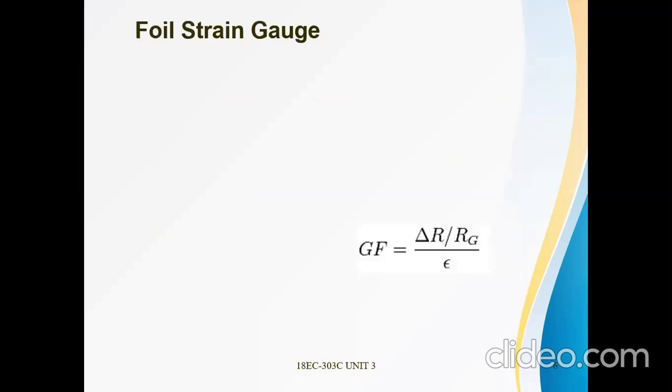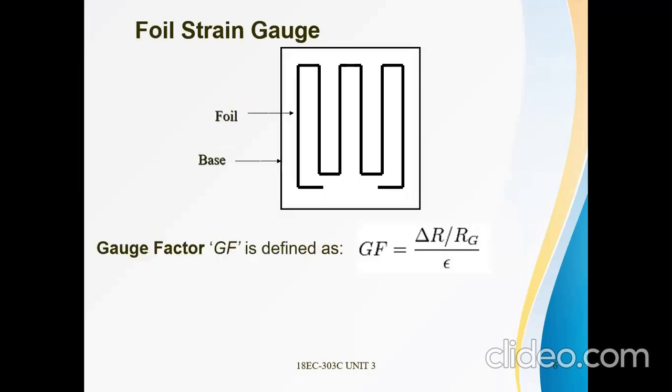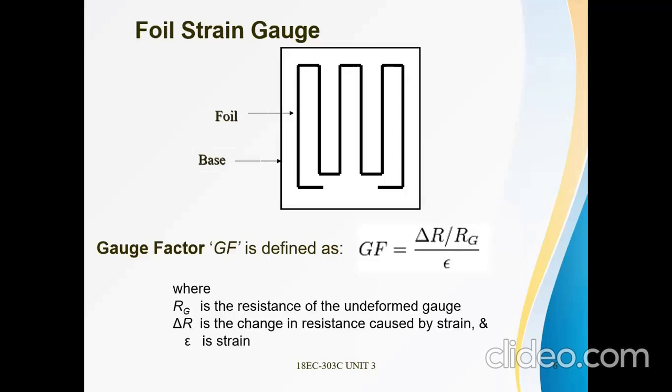We know the strain gauge and gauge factor. Generally, the strain is based on the gauge factor only. It is the ratio of change in resistance to the change in length. Here we can see the foil strain gauge. Suppose this is the thin paper, and consider this is the foil metal.